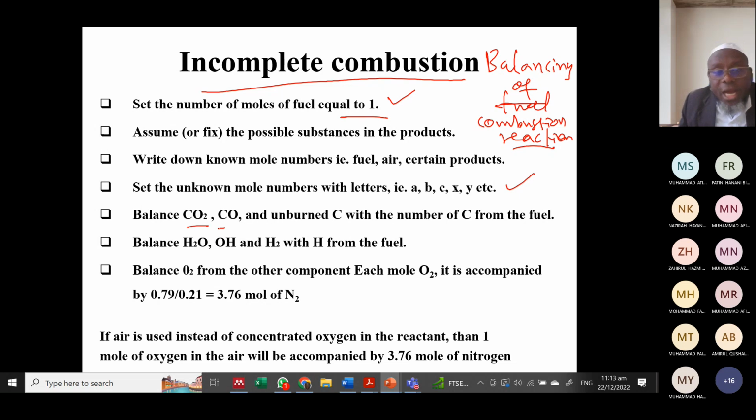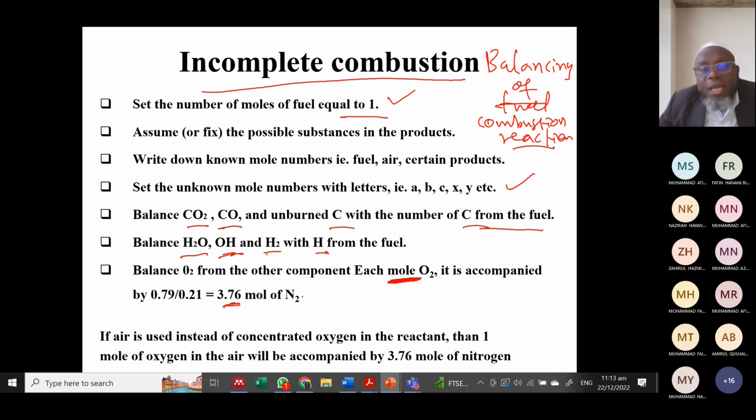And then we have to balance carbon dioxide and carbon monoxide with the number of carbon atoms from the fuel, and balance water and hydrogen gas with the hydrogen atoms from the fuel. We need to balance the oxygen also like this. But we need to know that for each mole of oxygen present in air, there will be 3.76 moles of nitrogen.